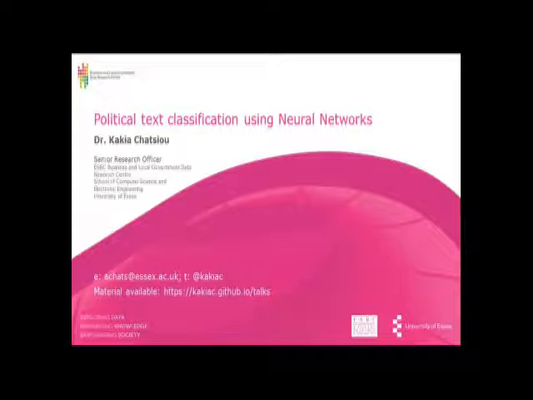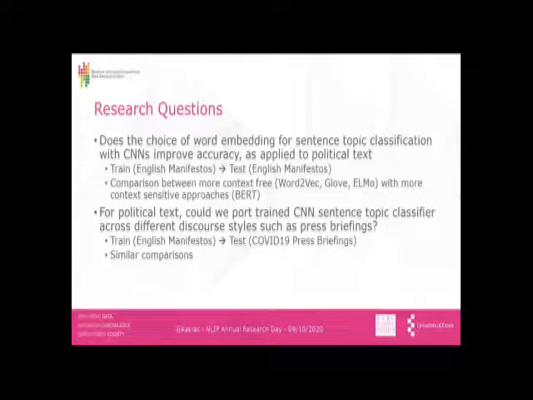So the main two research questions I have been trying to address with this work are, first of all, whether the choice of word embedding for a sentence topic classification with convolutional neural networks, a type of neural network, can improve your accuracy if we apply it to political text, but also whether we could port what we've already done, the hard work of training these neural networks, the classifier, across different discourse styles.